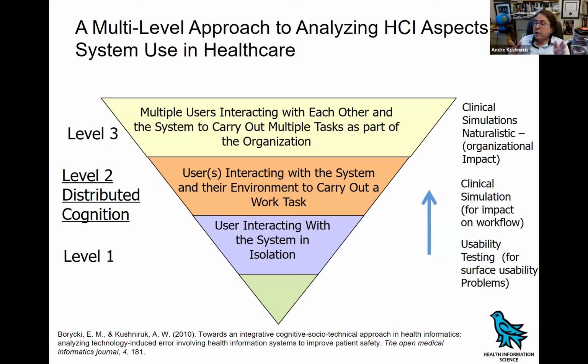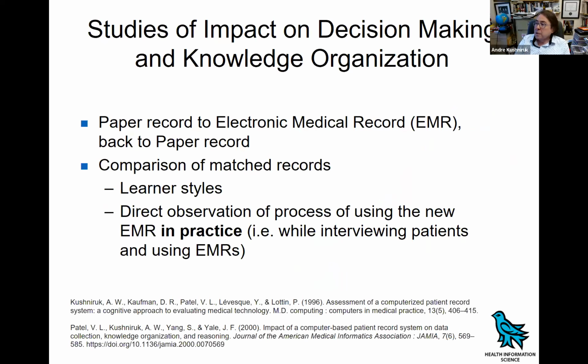So again, this organizing framework, the previous example I showed you was looking at an individual user interacting with the system and having a hard time with it. That was level 1. Now, if we optimize at level 1, then we typically want to test the system, particularly if it's a critical system, at the next level up, which I call the level of distributed cognition. That's the level of the user interacting with the system and their environment to carry out a work task, which often involves other actors or participants. And this is where we bring in other methodologies.